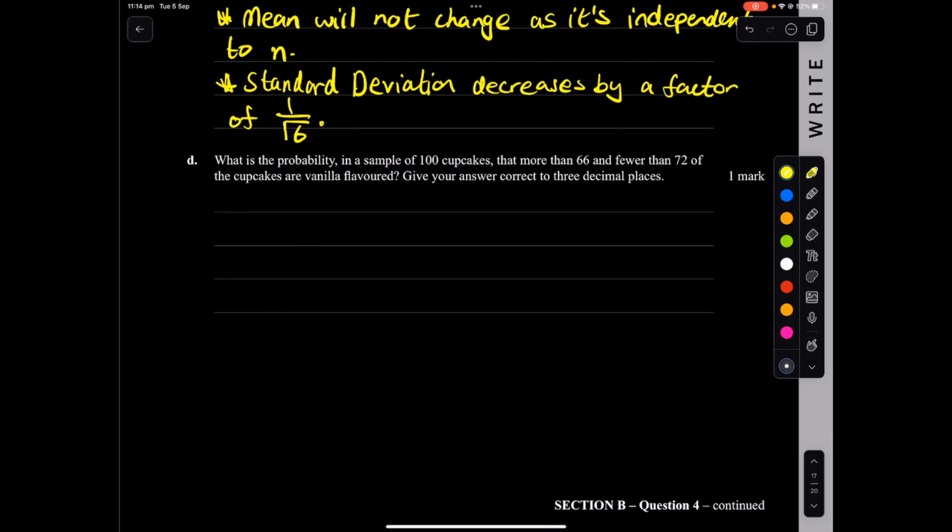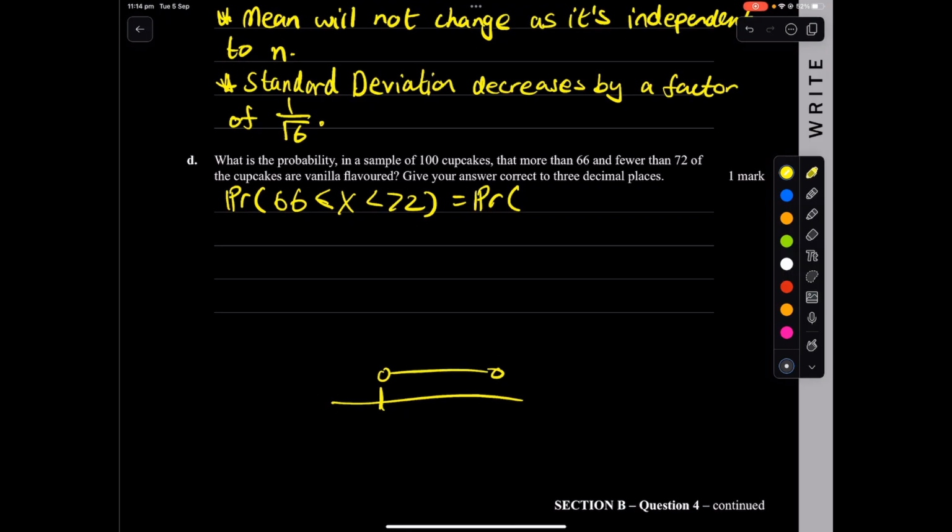What is the probability in a sample of 100 cupcakes that more than 66 and fewer than 72 of the cupcakes are vanilla flavored? When we want to find this, the probability that more than 66 and fewer than 72, which can be written as what? Because it's binomial, if I draw the timeline here.